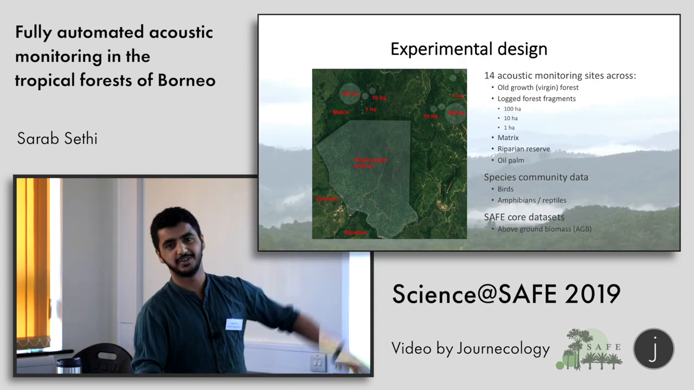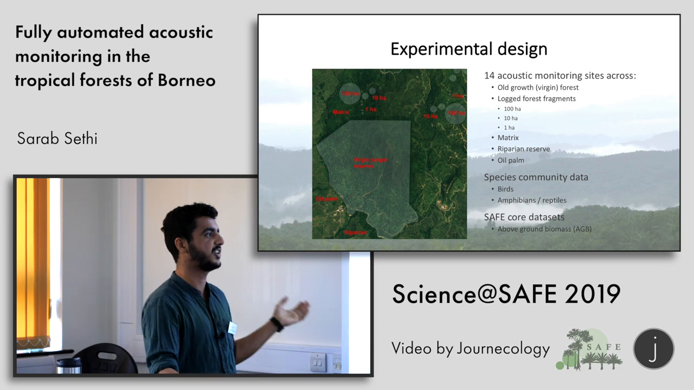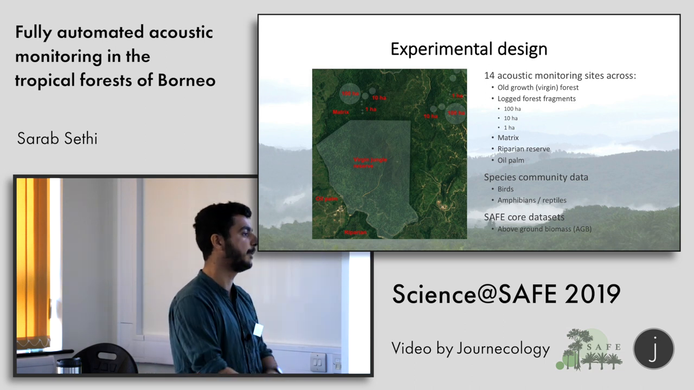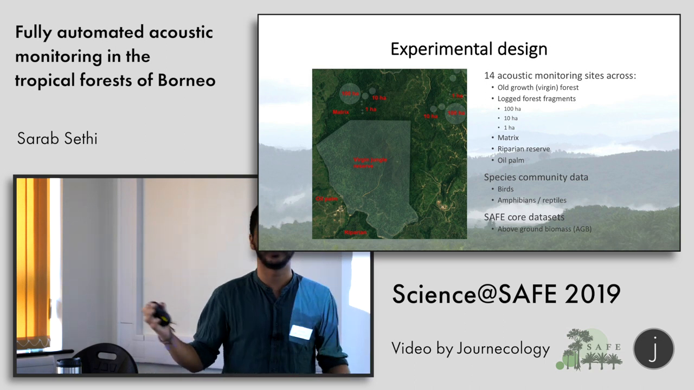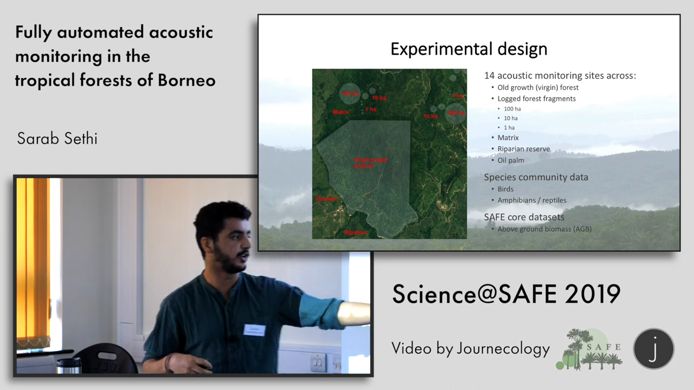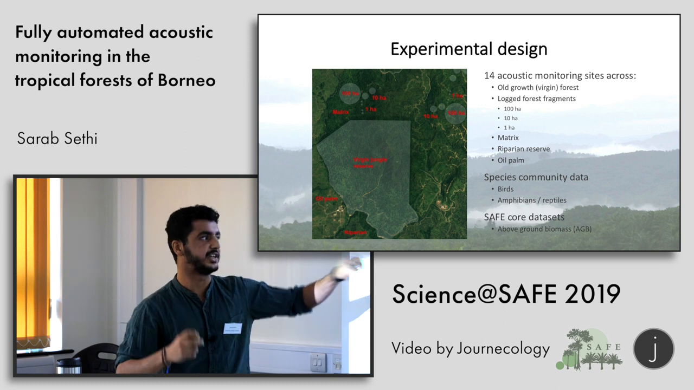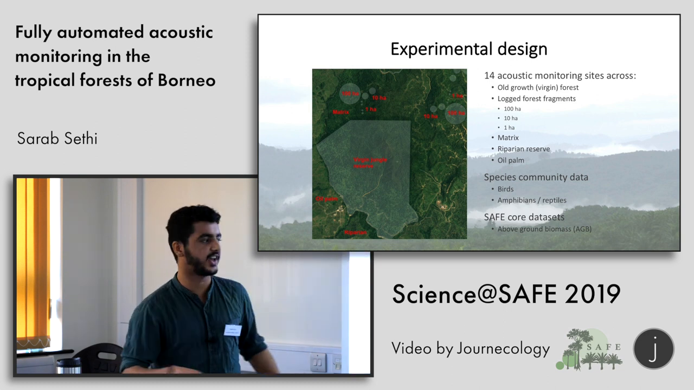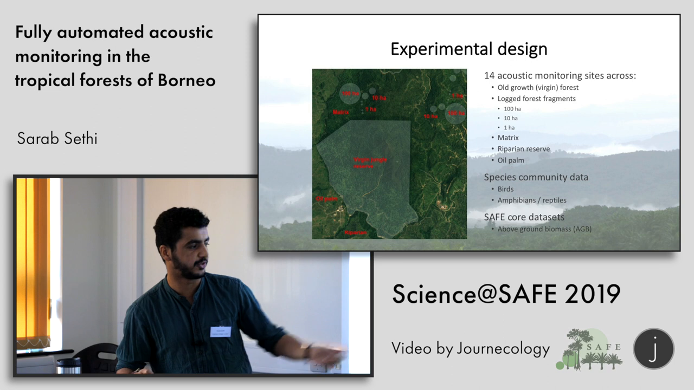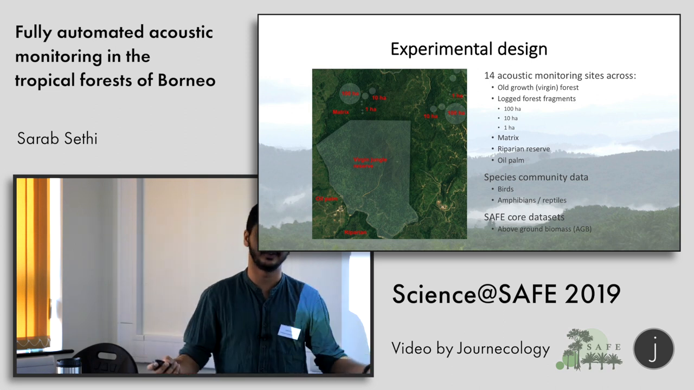SAFE has 14 acoustic monitoring sites across the whole degradation gradient, 2 in each of those. And our ground truth data is species community data of birds, amphibians and reptiles, collected using a point count method at each of our 14 sites over 24 hours of the day. We're also using Marion's above ground biomass data, a continuous measure of land degradation.